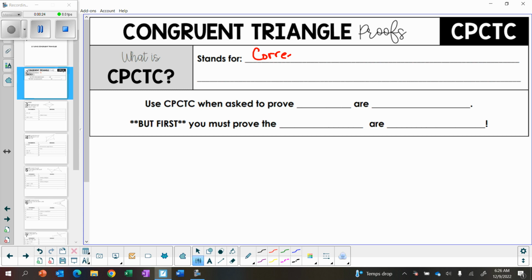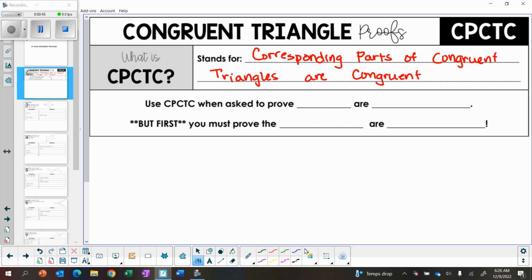So corresponding parts, that's our C and our P, of congruent triangles, that's the C and the T, are congruent, and that's our last C. So C, P, C, T, C. So we use CPCTC when we're asked to prove that parts are congruent, but first we have to prove the triangles are congruent.